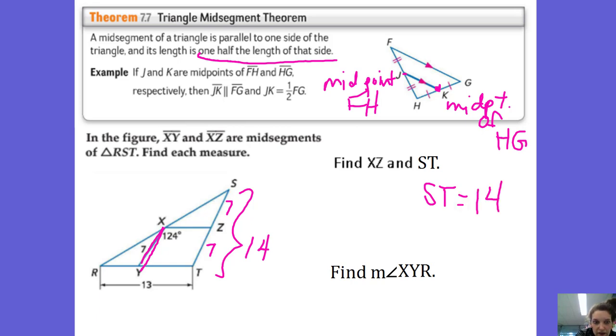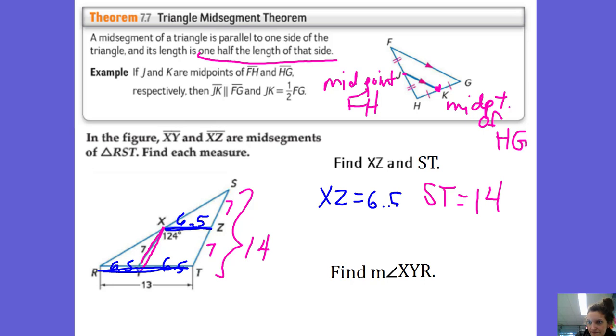Then we know that this whole side is 13, so I know that the midsegment is going to be half of that side that it's parallel to. So 13 divided by 2 is 6.5. So XZ is 6.5, and RY is 6.5, and YT is 6.5, since Y is the midpoint of RT.